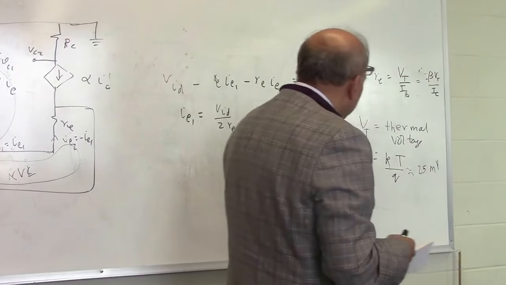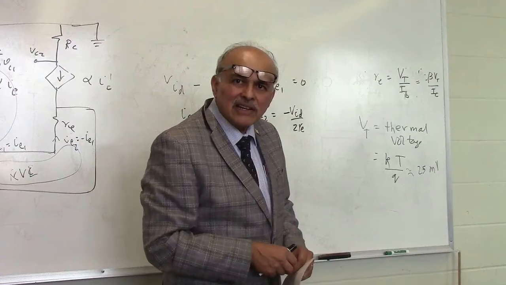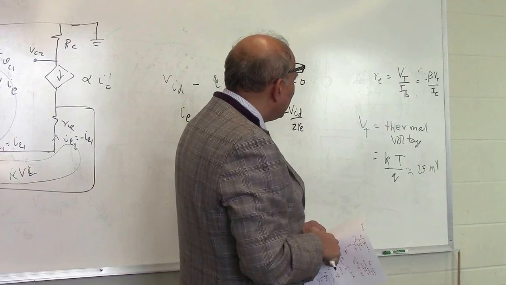Alright, is this correct? Maybe VT over IC. Sorry? So maybe RE is equal to VT over IC or IB.